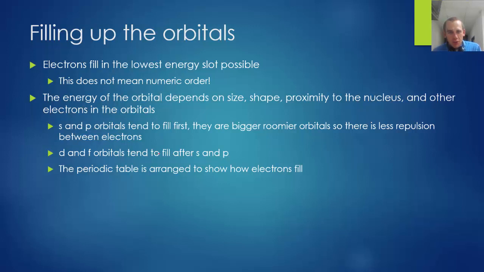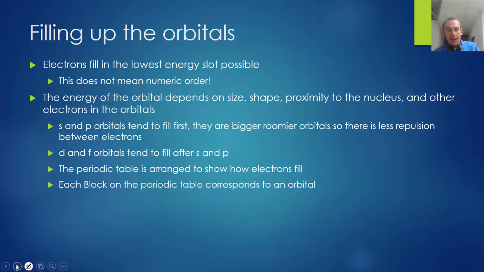You don't have to remember all these rules. Okay, the periodic table is arranged to show us how electrons are going to fill. So let's take a look at that. If we look at the periodic table, each block, and I'll show you what I mean by block, corresponds to a specific group of orbitals, whether it's s, p, d, or f. And each period represents an energy level.